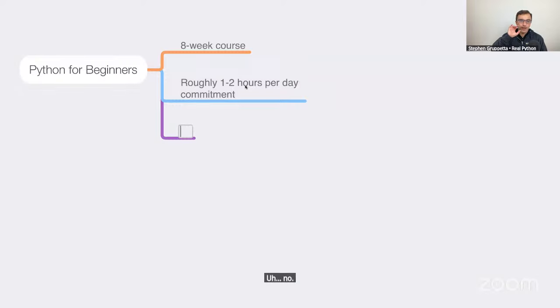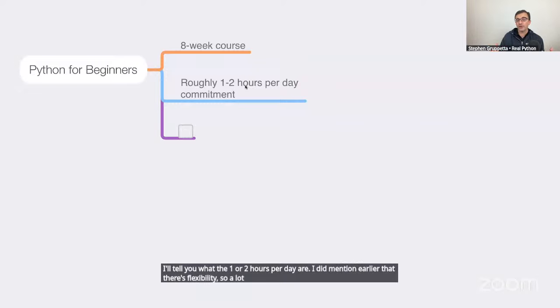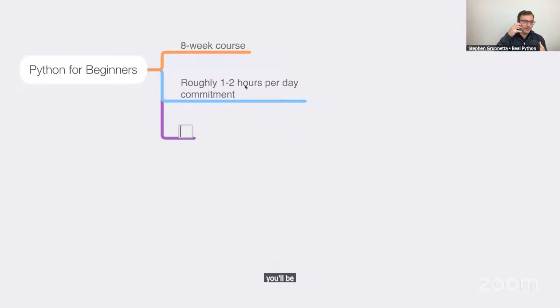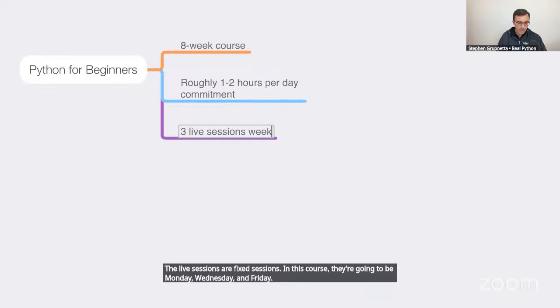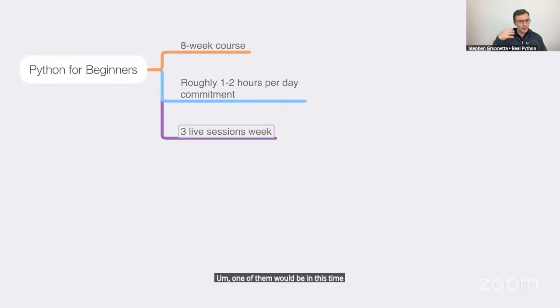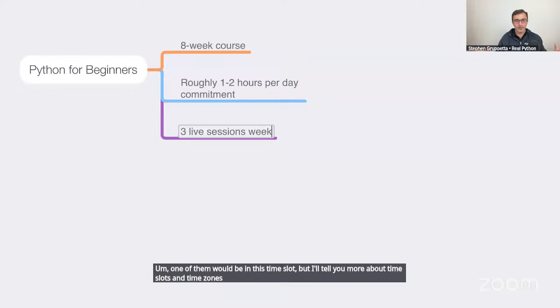Now, I'll tell you what the 1 or 2 hours per day are. I did mention earlier that there's flexibility. A lot of the material you need to do every day, you'll be able to fit anywhere you want in your day. But we also have three live sessions a week. There's flexibility with all the other content, but the live sessions are fixed. In this course, they're going to be Monday, Wednesday, and Friday. One of them will be in this time slot, but I'll tell you more about time slots and time zones in a bit.